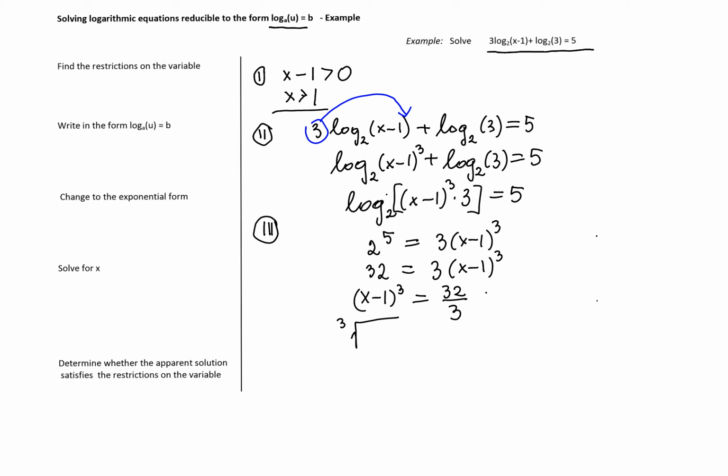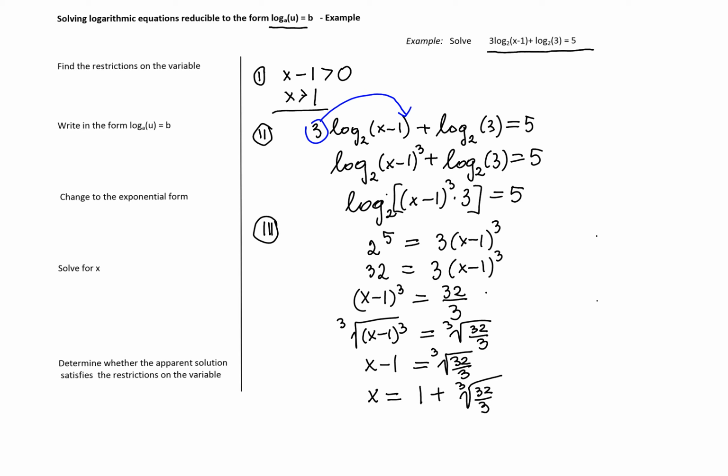So we'll take the cube root of x minus 1 to the third, and we'll take the cube root of 32 over 3, and the left-hand side becomes simply x minus 1 because the cube root is defined for all real values. So x minus 1 is equal to the cube root of 32 over 3. And that gives me x equals 1 plus the cube root of 32 over 3.